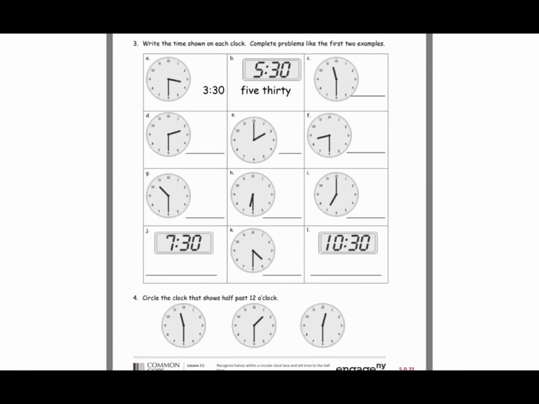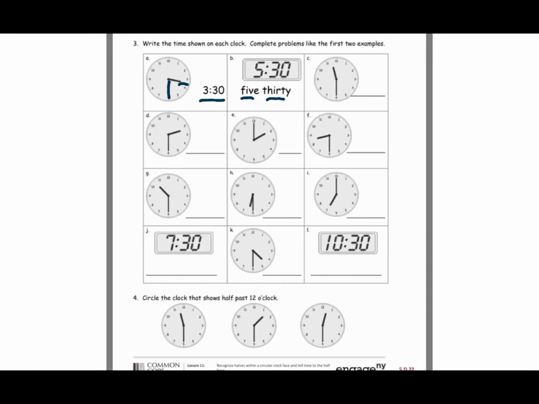Here, boys and girls, you have to write the time shown on the clock. Complete the problems like the first 2 examples. So the first 2 they did for us, they wrote down on the line 3:30 because the minute hand is pointing down to the 6, so that's 30. And the hour hand is past the 3 but it's not at the 4 yet, so it's still 3 o'clock, 3:30. Okay, and then here now we have the digital clock, and we had to write the words 5:30.